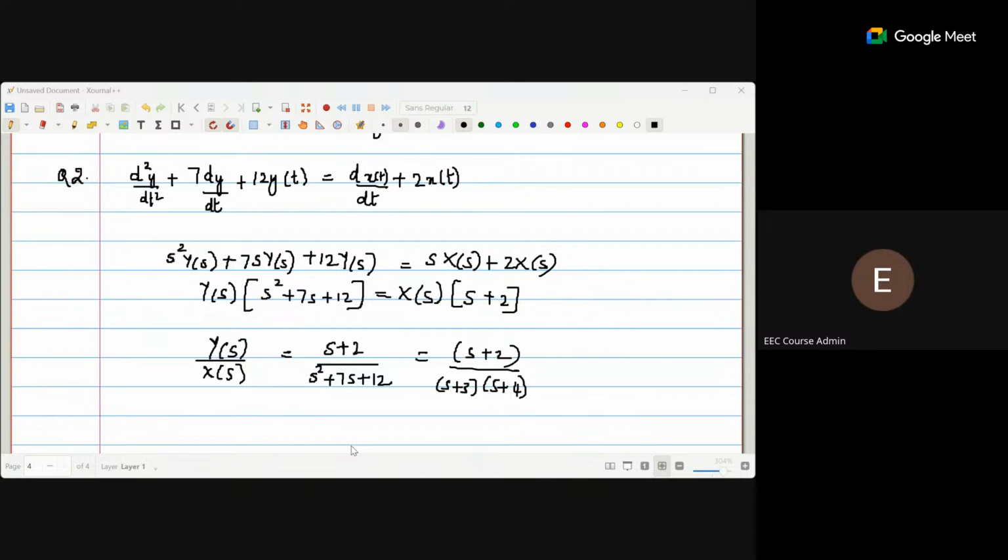Third question, the transfer function of a system is given by h of s is 10 divided by s square into 1 plus 3s into 1 plus 4s. Which of the statements is false? The transfer function has 3 poles. Transfer function has 1 pole at origin.